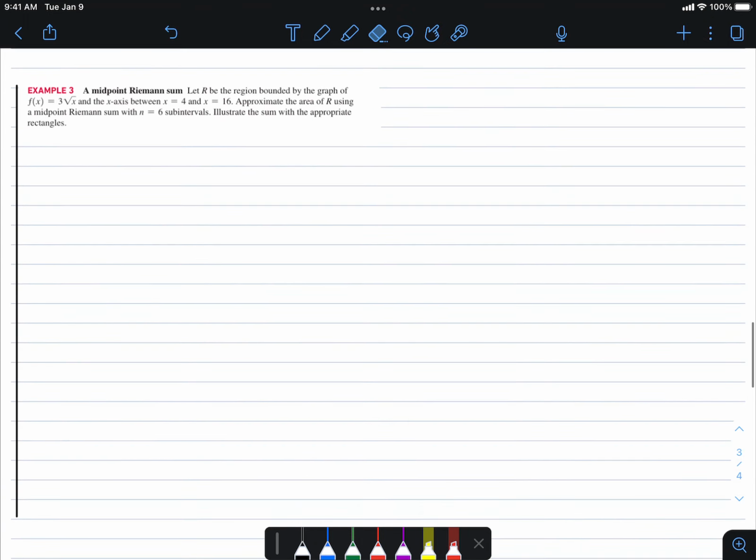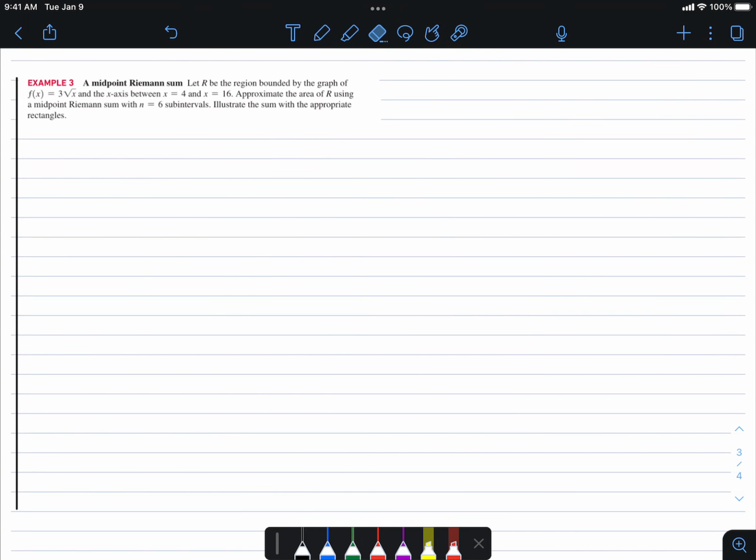This third one is another midpoint, but I'm not going to do that one because we've already done a velocity example before with a midpoint Riemann sum. Okay.